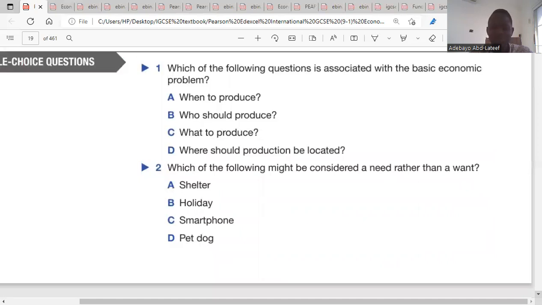C. The basic economic problem is associated with what to produce, how to produce, for whom to produce. And we only have one here, which is what to produce. The answer is C. Is it clear? Yes. The second question says, which of the following might be considered a need rather than a want? A. Thank you there. So we'll go with that.